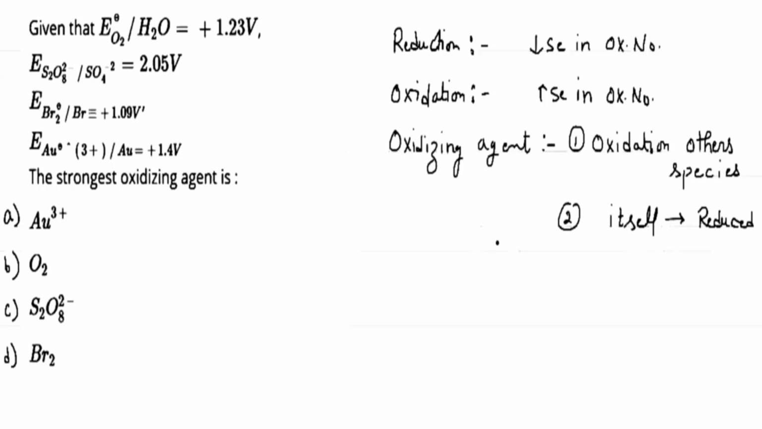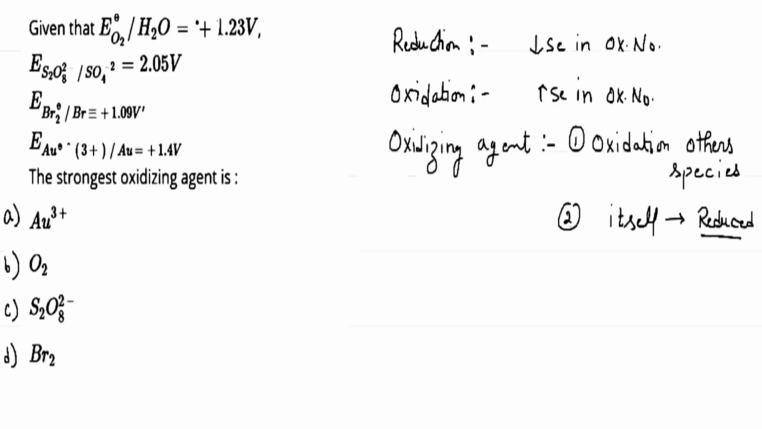So we have to find out the species which has a high value of reduction potential, because oxidizing agents are reduced themselves. So the species which has a higher value of reduction potential will be the strongest oxidizing agent. So let's try to find out.